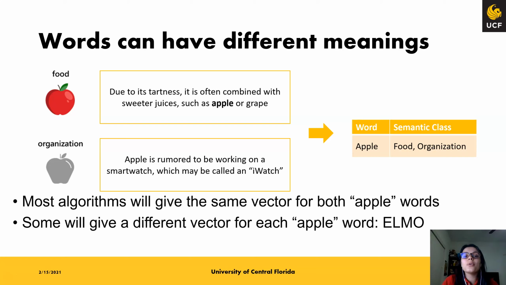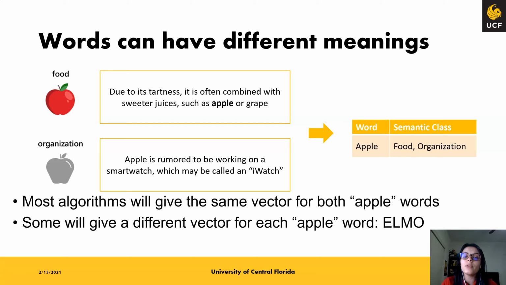Let's take two phrases as an example. The first one is related to the food: the drink with tartness is often combined with sweeter juices such as apple or grape. The second one: Apple is rumored to be working on a smartwatch, which may be called an iWatch. So the word apple has two semantic classes in this case, food and organization. So we can see that the phrases have different contexts.